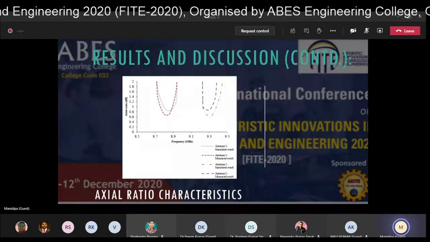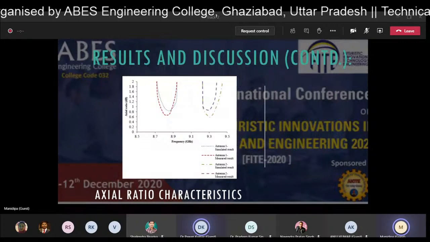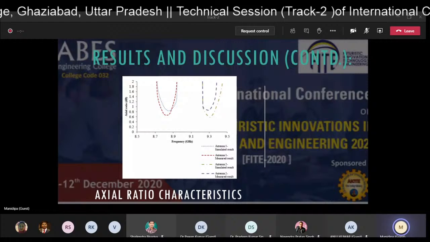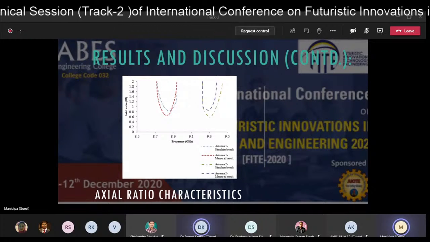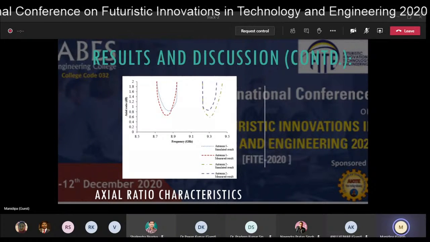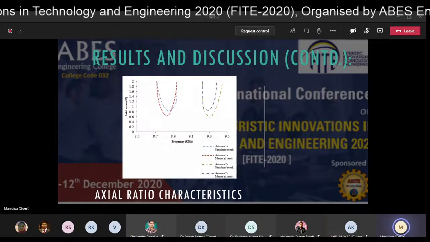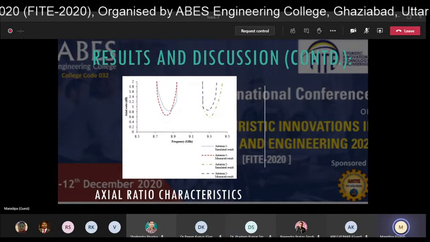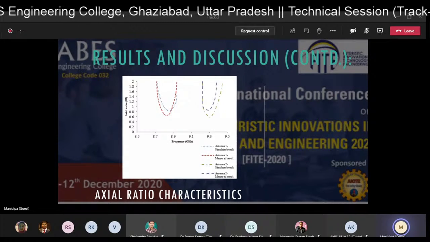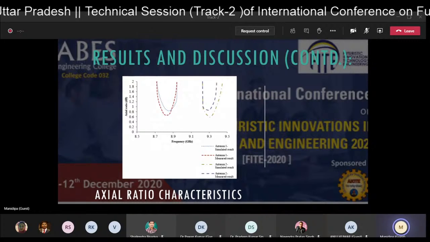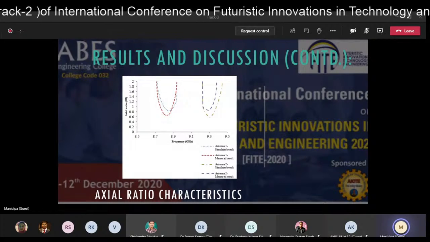And the values are given in my paper, and this is the axial ratio part. This shows that both the antennas are circularly polarized, as is observed in this diagram, that it is below 3 dB, so the values are in good compliance for circular polarization.